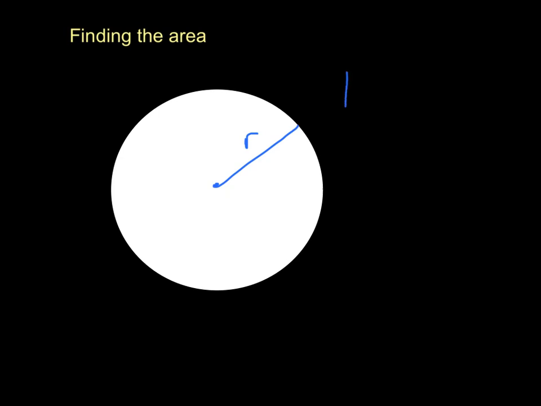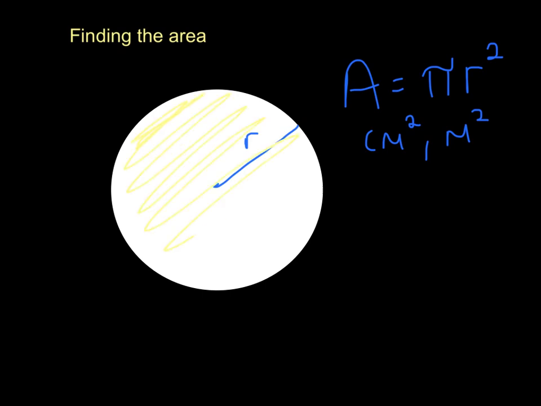So area is going to be equal to pi r squared. Pi again is our constant 3.14, r is our radius, and A is our area. And remember our units this time are going to be centimeters squared or meters squared. Always remember that area is the space that's going to be inside that circle. So all this space in here is going to be what the area is.